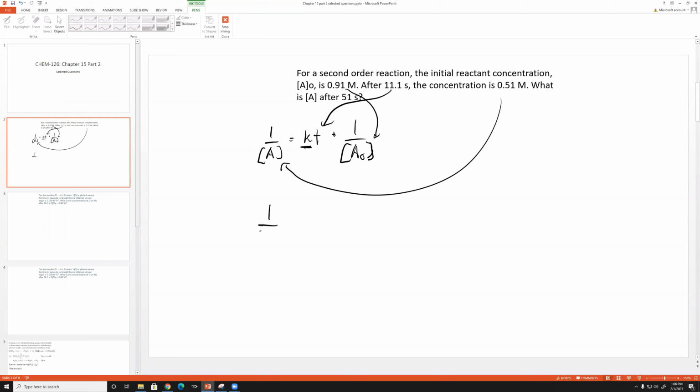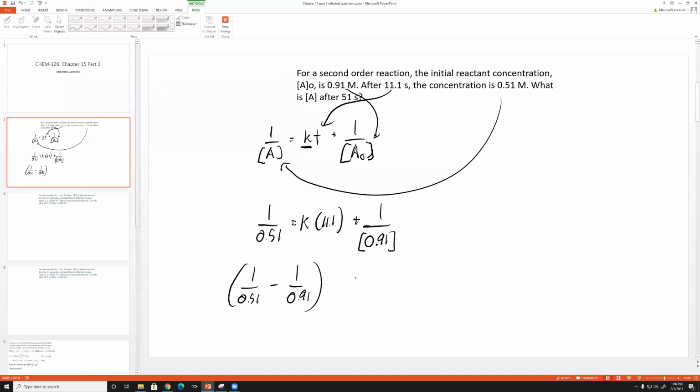So let's do the first step. We're going to put in 1 over 0.51 equals K times 11.1 seconds plus 1 over our A0, 0.91. And keep in mind, A0 is always the same for a specific reaction because that's the initial concentration of the reactant. So what we can do is solve for K, and that would be 1 over 0.51 minus 1 over 0.91, that in parentheses, divided by 11.1. And that would equal 0.0776. And that would be K.